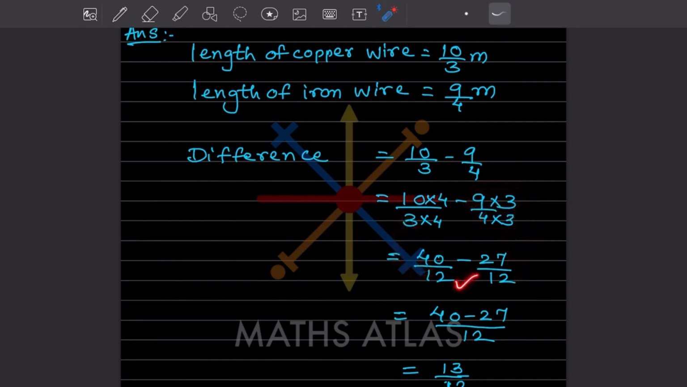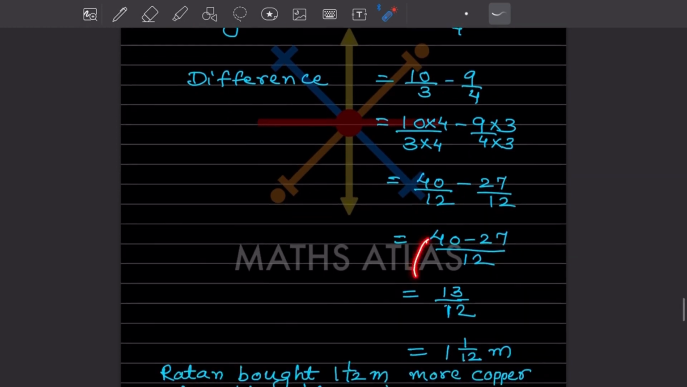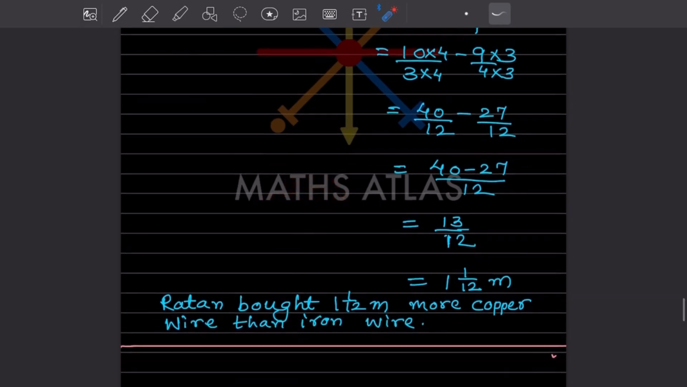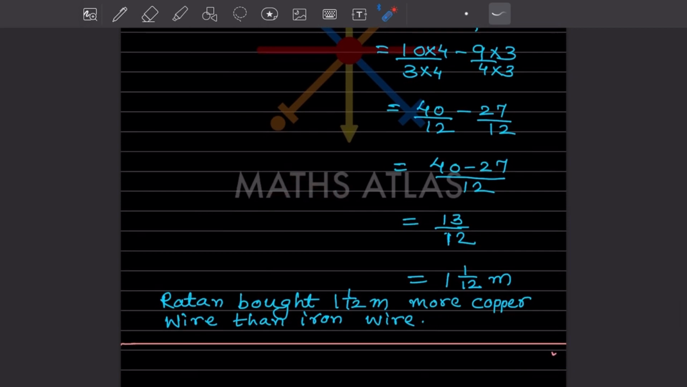Now see here, both places have 12, so you write 12 here. 40 minus 27. So this will be 13 by 12. So 13 by 12. 12 ones are 12, and this leaves 1. So 1 integer 1 by 12 meter. So Ratan bought 1 integer 1 by 12 meter more copper wire than iron wire. So by this one we have completed the chapter.